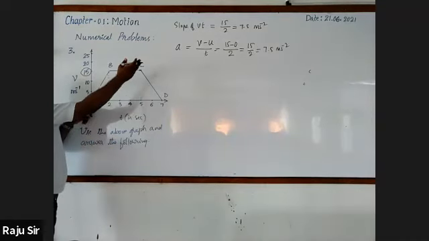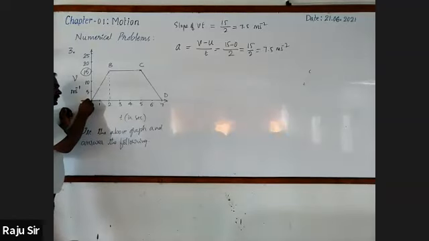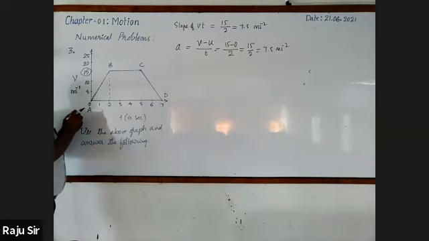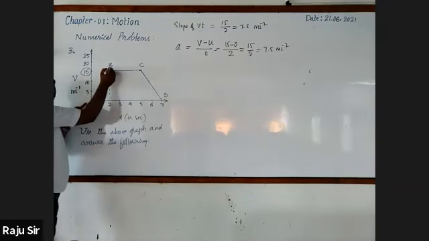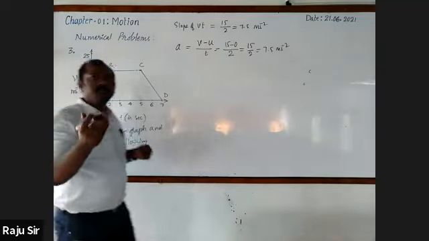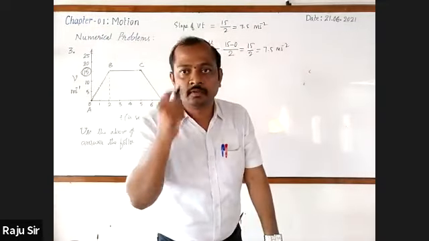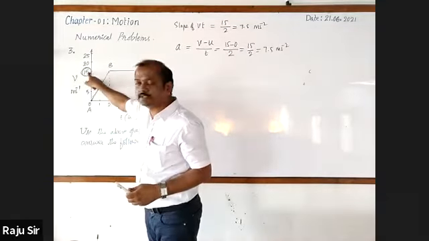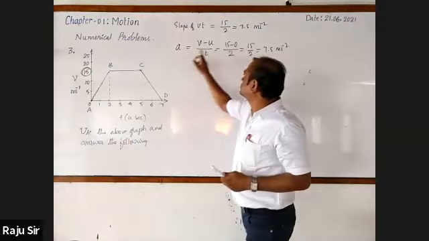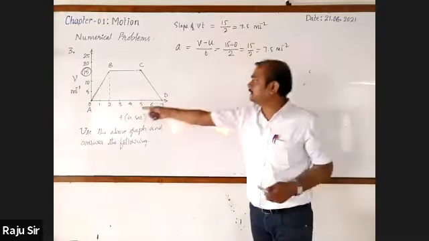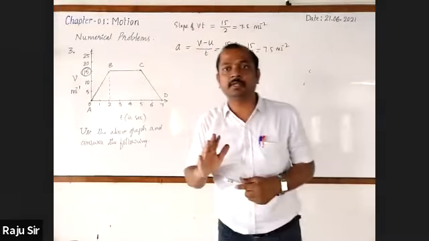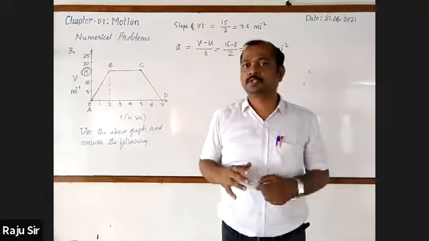To find out acceleration, you need initial velocity and final velocity. It has started from 0 and is moving with some velocity. Then after 2 seconds, its velocity is 15 meter per second. Initial velocity is 0 meter per second. Final velocity is 15 meter per second. Hence it is 15 minus 0. Then time is 2 seconds, divided by 2. It is 15 by 2, which is 7.5 meter per second square. Any doubt? No, sir.